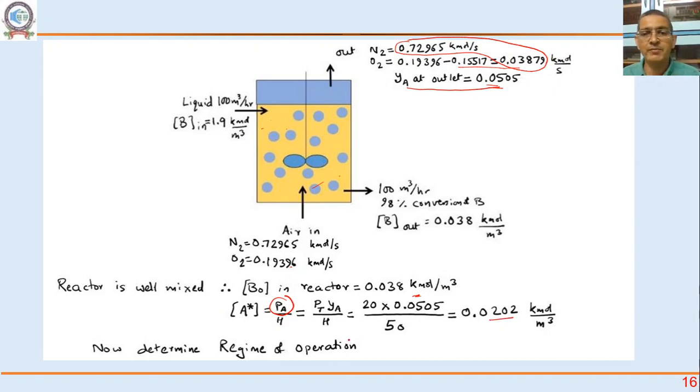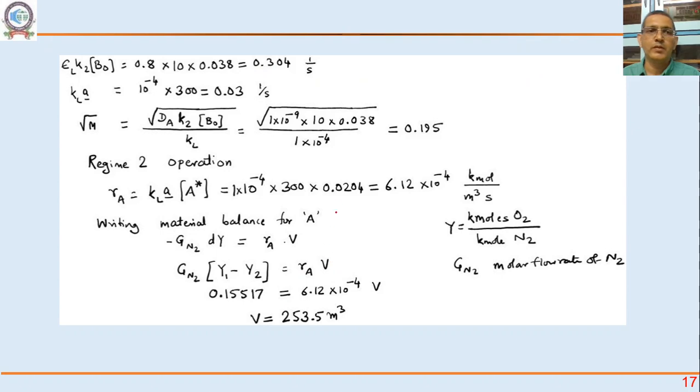Now you determine the regime of reaction. Now pause and go forward. See if you can go beyond this point and calculate the reactor volume. Here is the answer. Epsilon L K2 B naught, epsilon L 0.8, 10 B naught, KLA. You see which one?